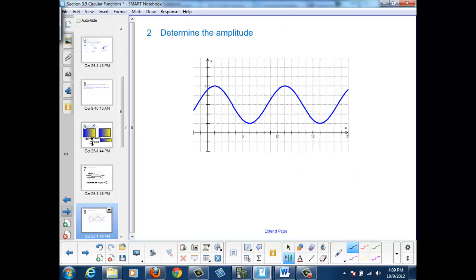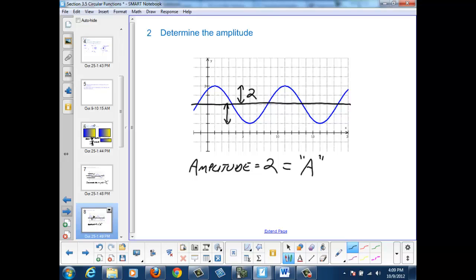Let's continue. Now we want to determine the amplitude. Well, we know that my sinusoidal axis is here at 3, and our amplitude is the distance to the upper bound or the lower bound. And we can see that from 3 to 5 is 2. So my amplitude is 2, which is my A value in my general sinusoidal equation.